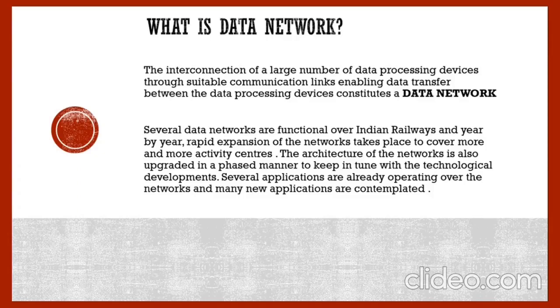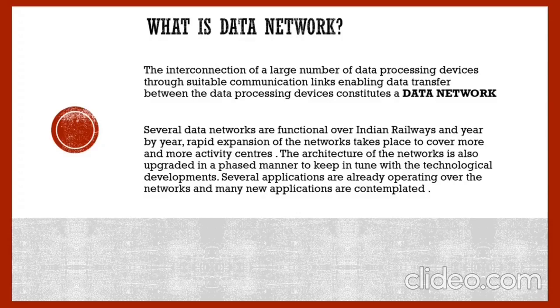So what is a data network? The interconnection of a large number of data processing devices through a suitable communication link enabling data transfer between the data processing devices constitutes a data network. What this means to say is, when devices are connected to each other and a communication link is established between them, then all those devices together constitute, or in short contribute to form, that data network.